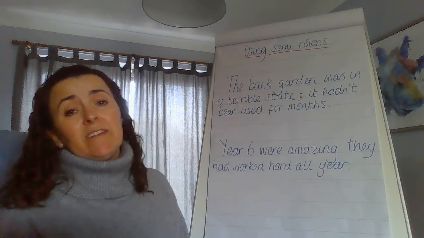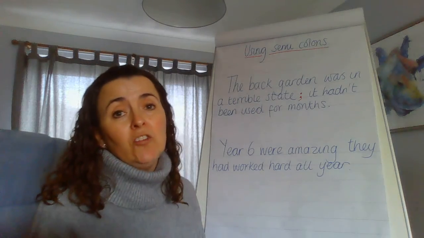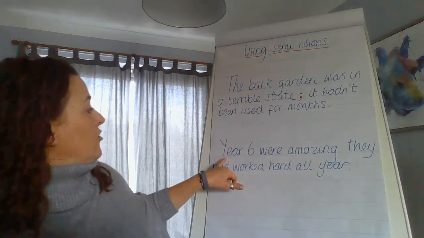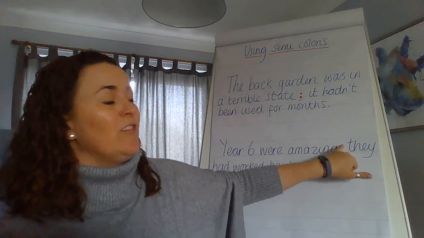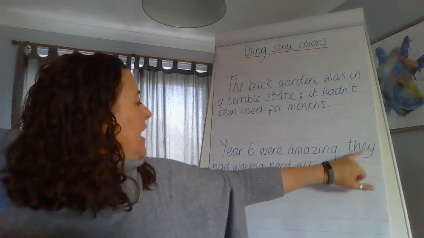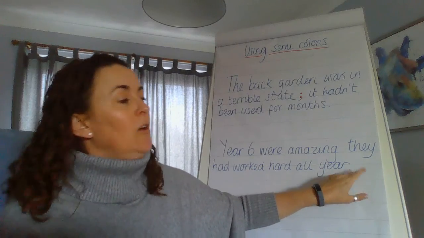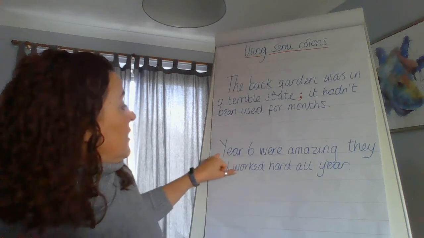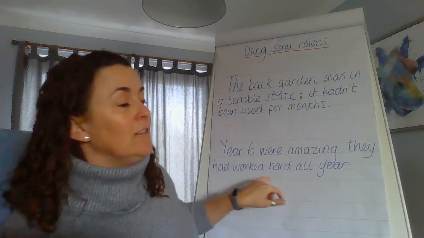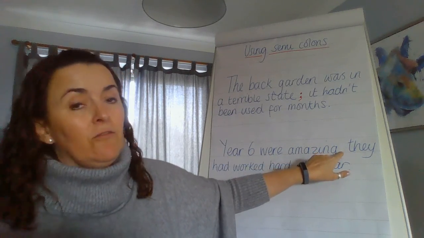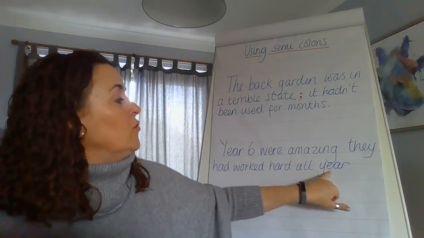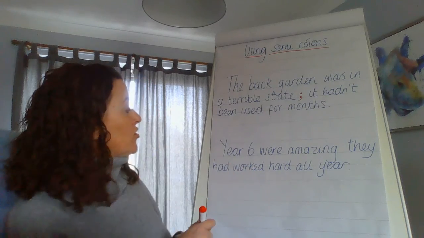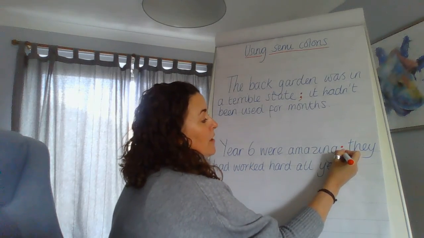Now, sometimes semicolons can replace conjunctions in a sentence. And we could put a conjunction probably into the second one, actually. Year 6 were amazing. And if I put in an and there, year 6 were amazing and they had worked hard all year, we could use a semicolon here instead of the and. But equally on this one, these two could be standalone sentences. So we could have year 6 were amazing, full stop. They had worked hard all year, full stop. Both are separate sentences in their own right. So we could join them together with a semicolon.